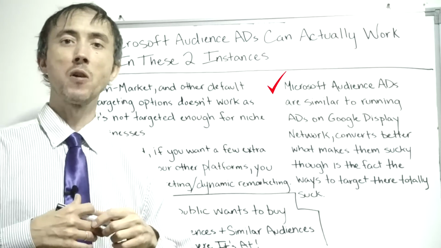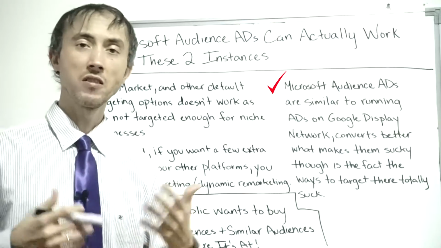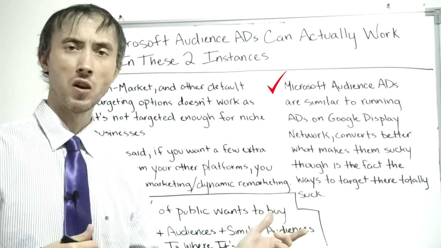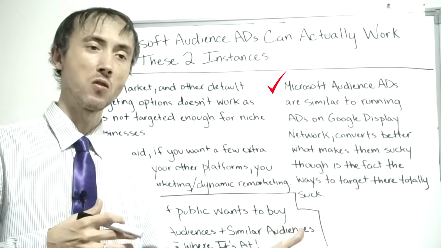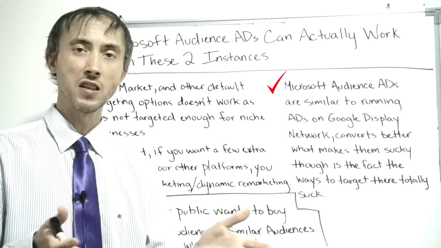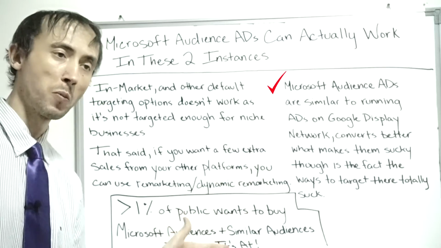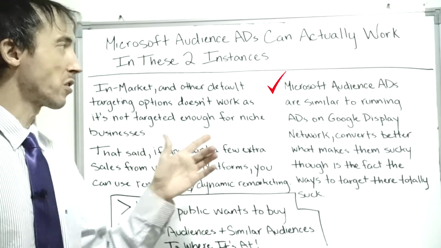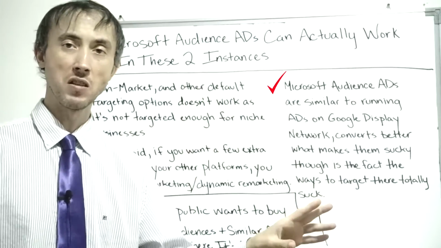So Google Display Network, while it can work in certain instances, usually doesn't work for most people because they don't know what they're doing. But even when they do know what they're doing, it's only a small audience that you can target through there where it'll work. But if you do get Google Display Network to work, then Microsoft Audience Ads can work if you are not a niche business.